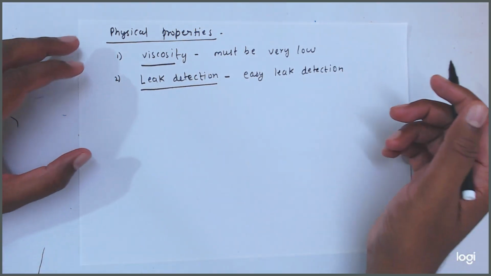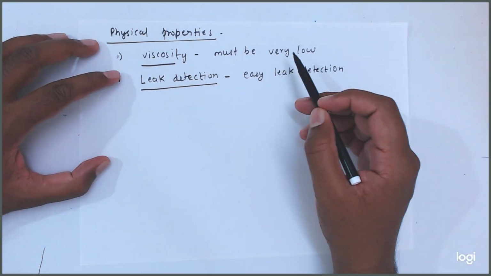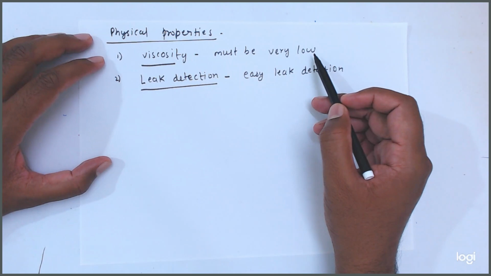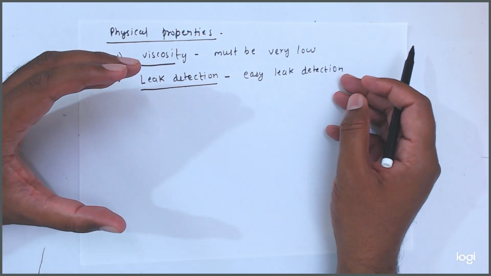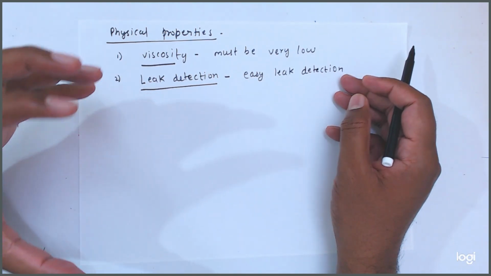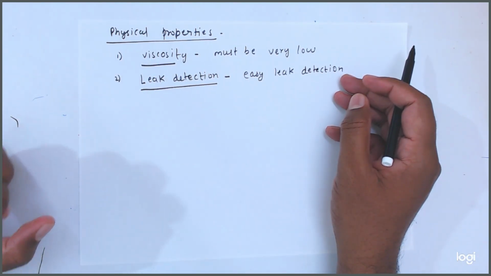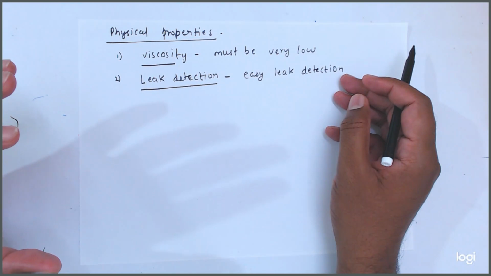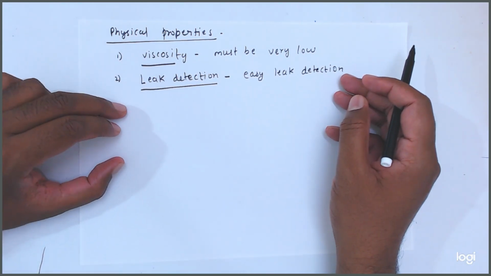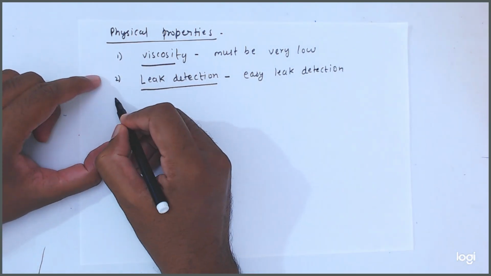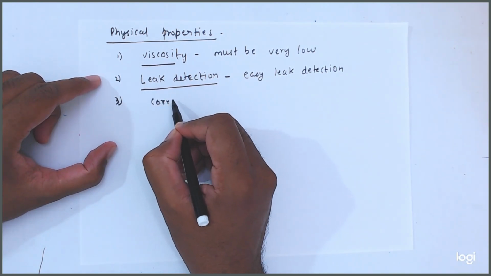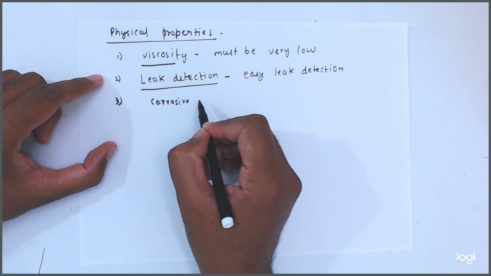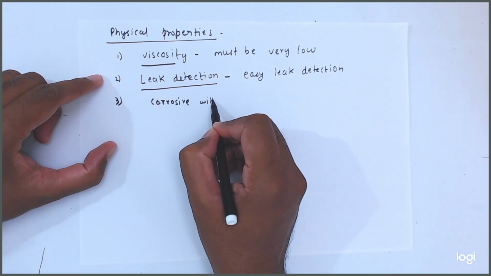Then physical properties, like viscosity should be low so that it can flow easily. Leak detection should be there. Suppose any leakage is there, we can easily detect the refrigerant. It should not be corrosive. We can add one more point: it should not be corrosive with the parts.